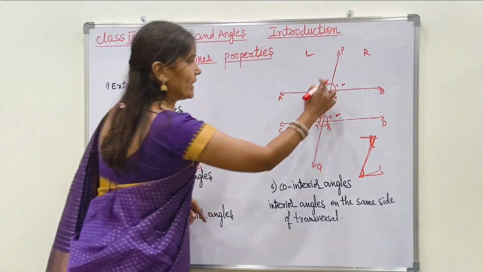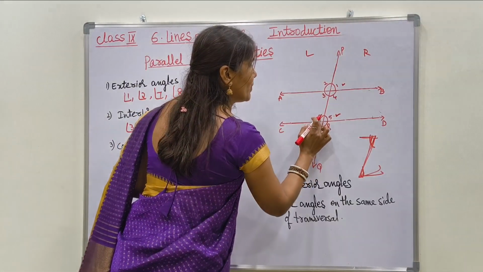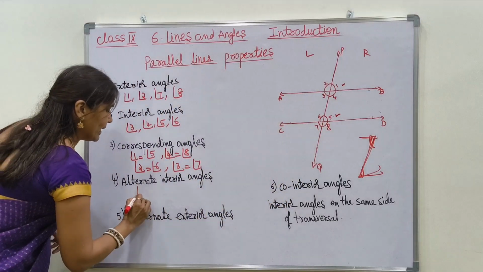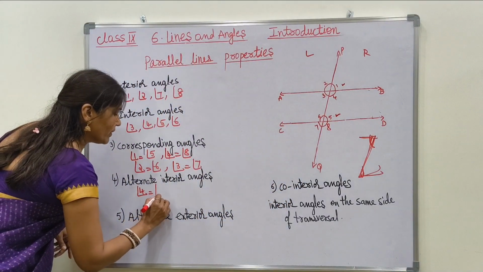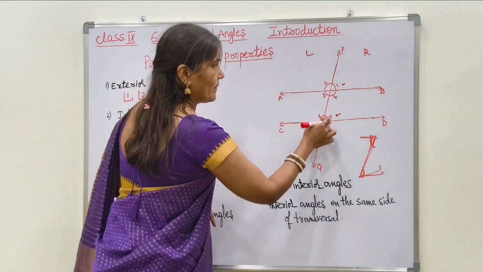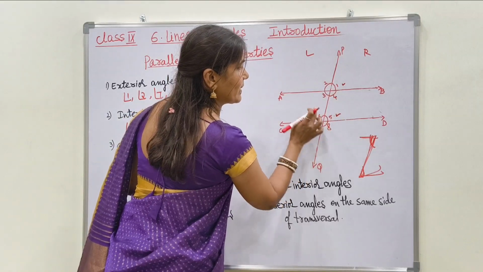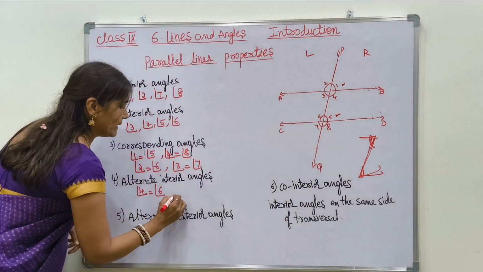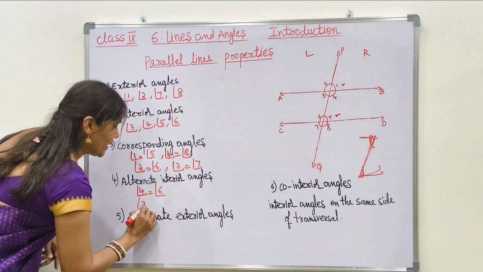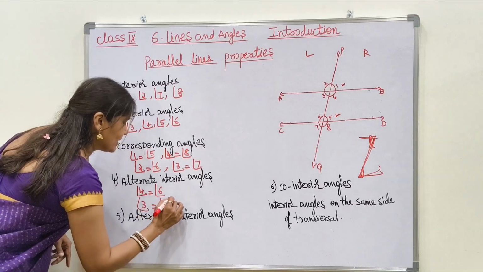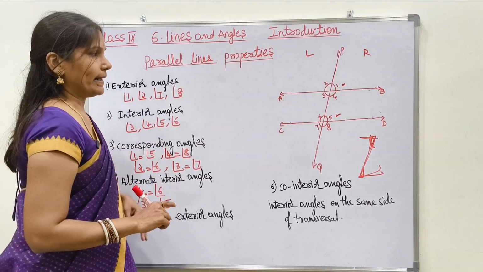First we will see interior. What is there? Angle 4 is equal to angle 6. Right, here angle 4 is equal to angle 6. See here, Z form is there, 4, 6. Next 3, 5. Angle 3 is equal to angle 5. These are alternate interior angles.